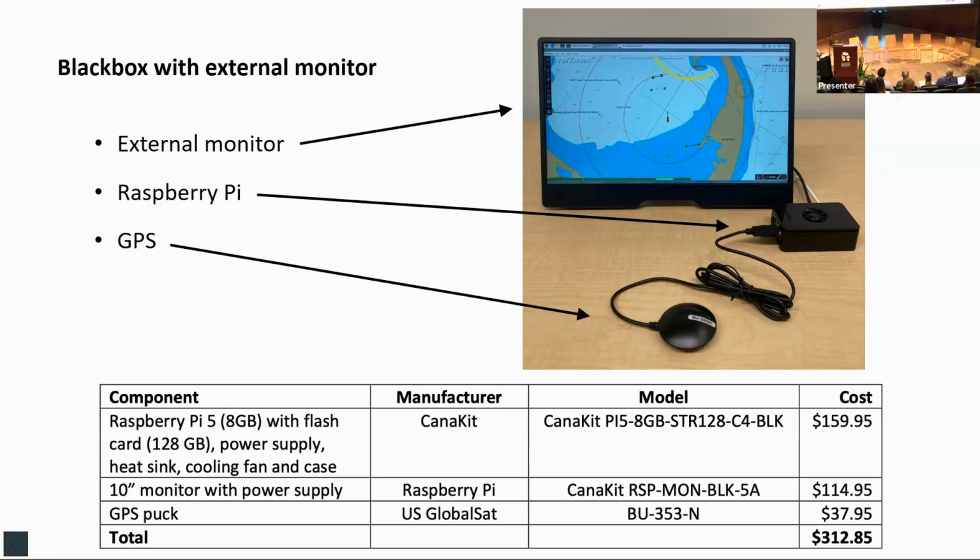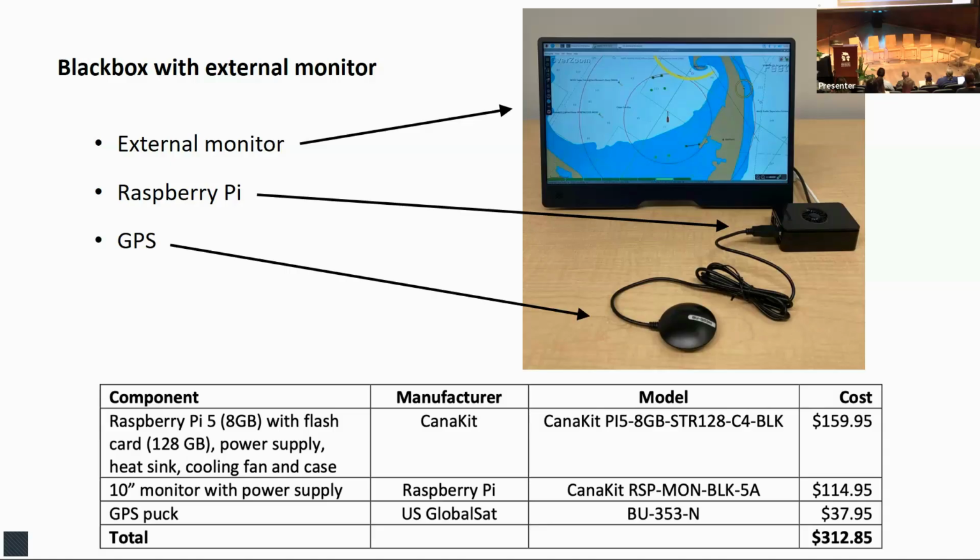Okay, this is it. It's not very exciting. It's an external monitor plugged into a Raspberry Pi, and a GPS plugged into the Raspberry Pi. Here's all the stuff, and you can see the cost. It's a little over $300. I could probably get that down by another 40 or 50 bucks because I've completely overspecified the Raspberry Pi. But anyway, it's not that expensive.